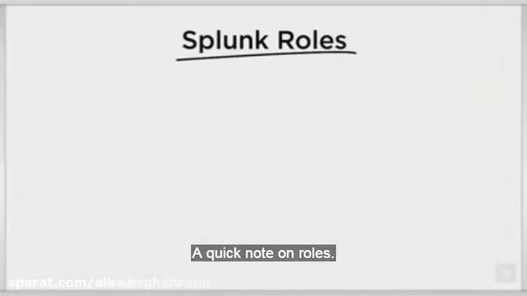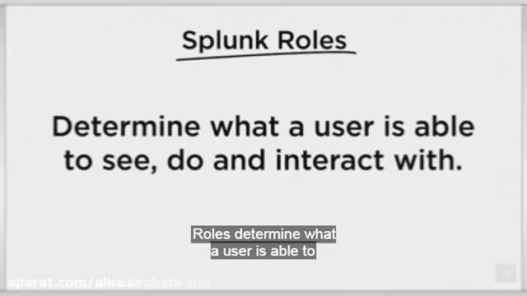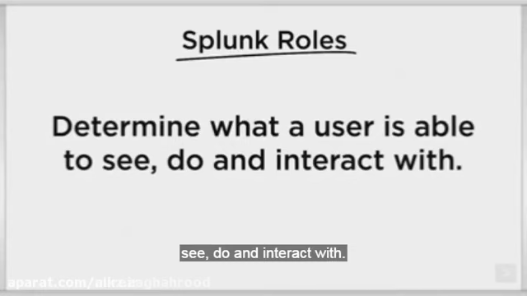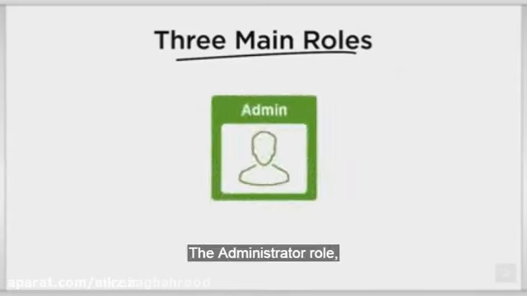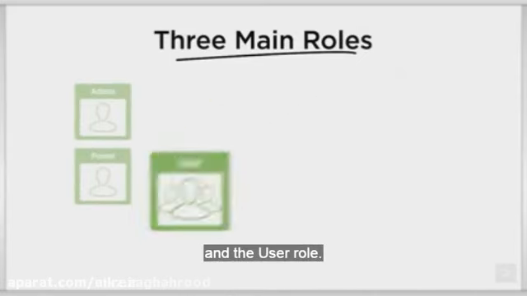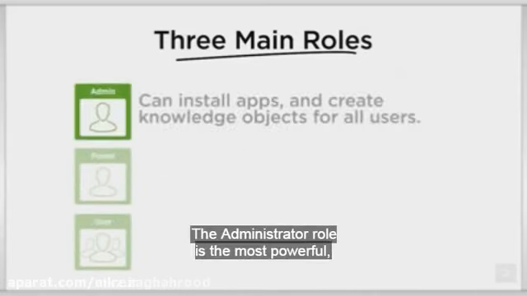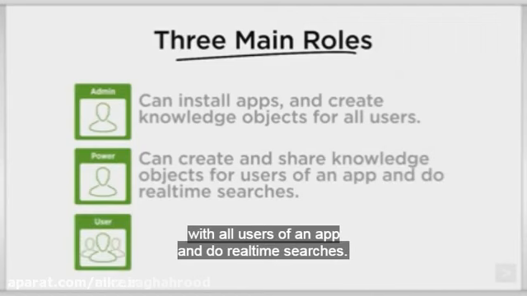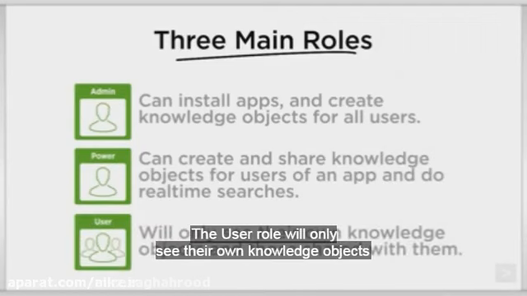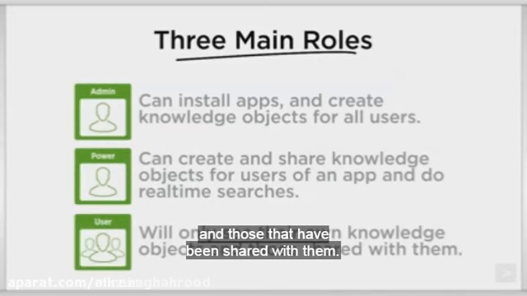A quick note on roles. Roles determine what a user is able to see, do, and interact with. There are 3 main roles in Splunk Enterprise: the administrator role, the power role, and the user role. The administrator role is the most powerful, can install apps, and create knowledge objects for all users. The power user can create and share knowledge objects with all users of an app and do real-time searches. The user role will only see their knowledge objects and those that have been shared with them.